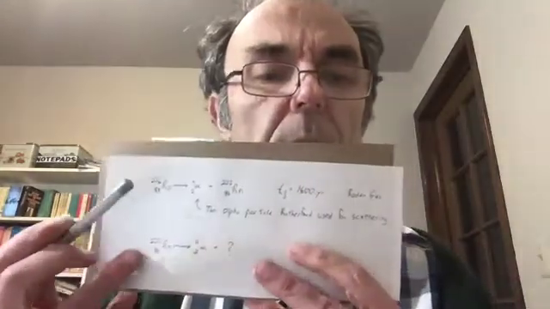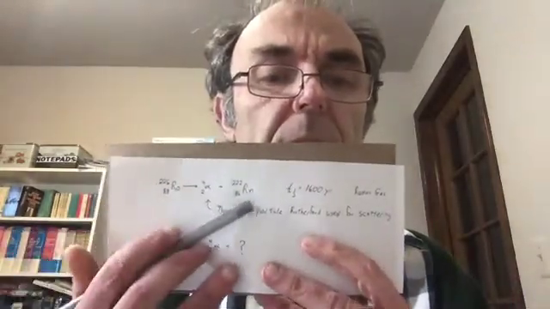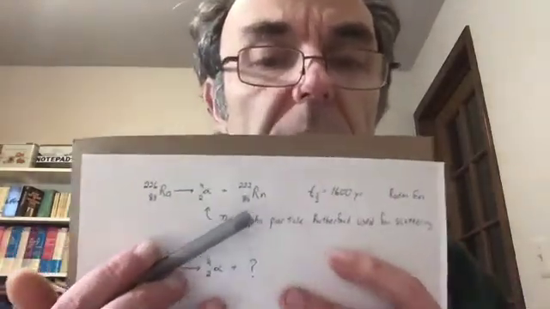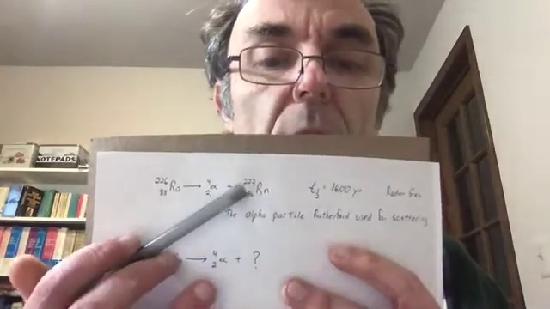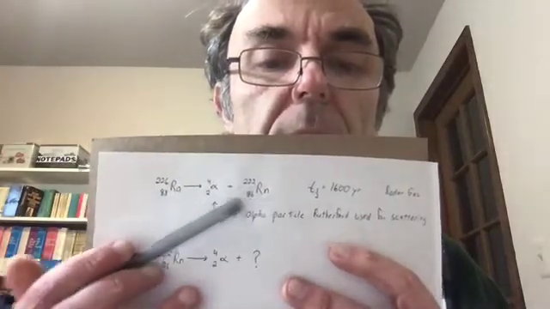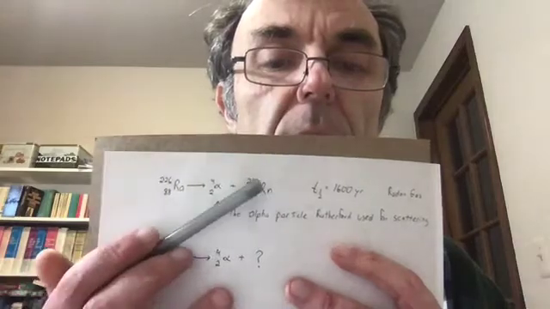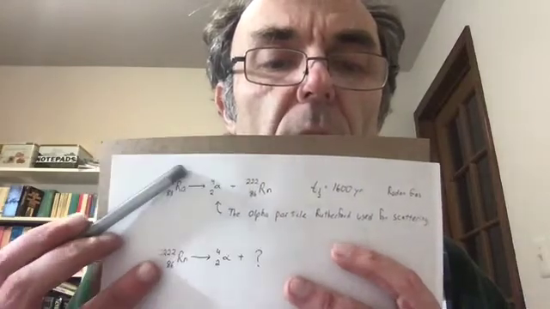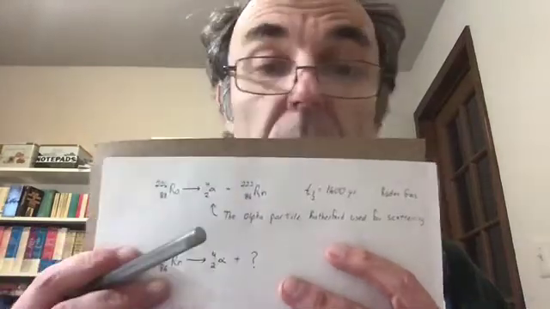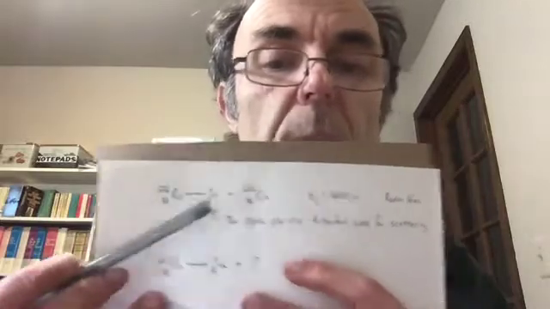Well, radium-226 decays by alpha decay to element number 86, which is radon-222. 86 plus 2 is 88. 222 plus 4 is 226. That's how it works. Now, a couple of things to note.